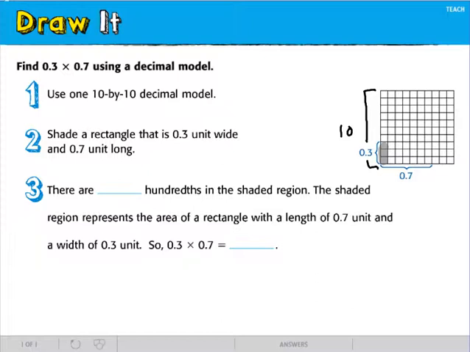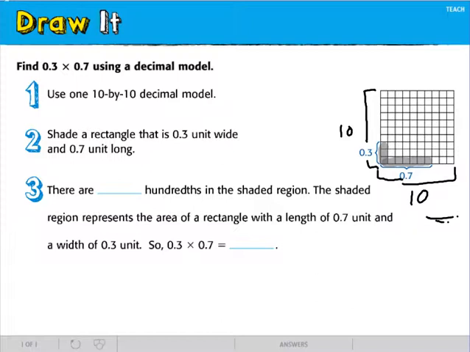Then I need 7/10 unit long, right? So down here on the bottom, it also has 10 units. How many of those units do I need to shade? 7. Now, in the corner I already have one shaded, correct? So I'm going to start from here, and that's going to be 1, 2, 3, 4, 5, 6, 7. So then I'm there. Okay?